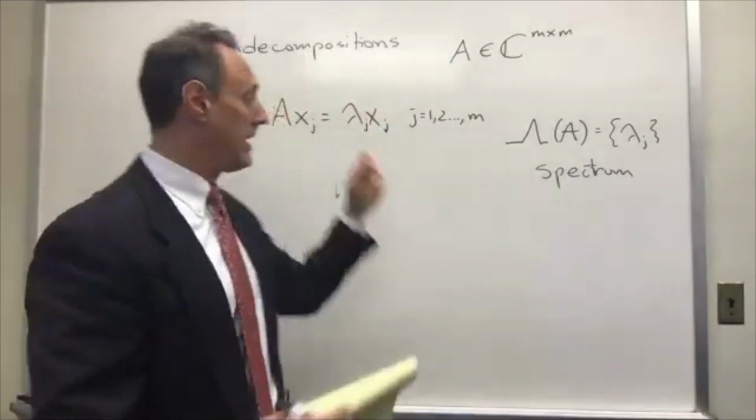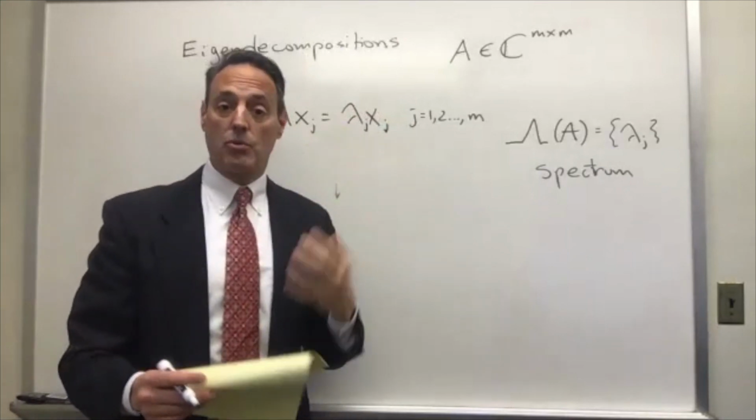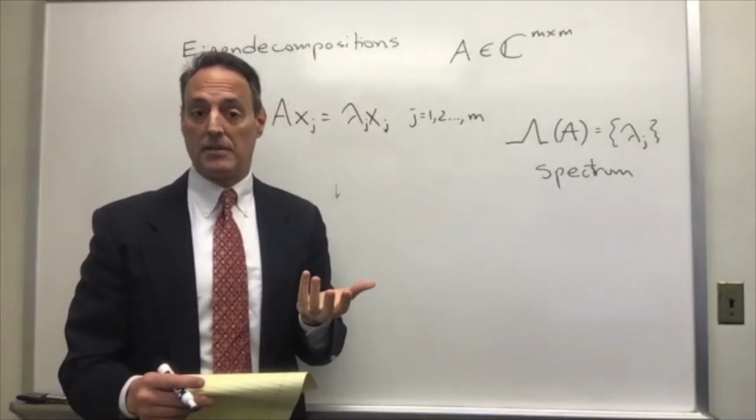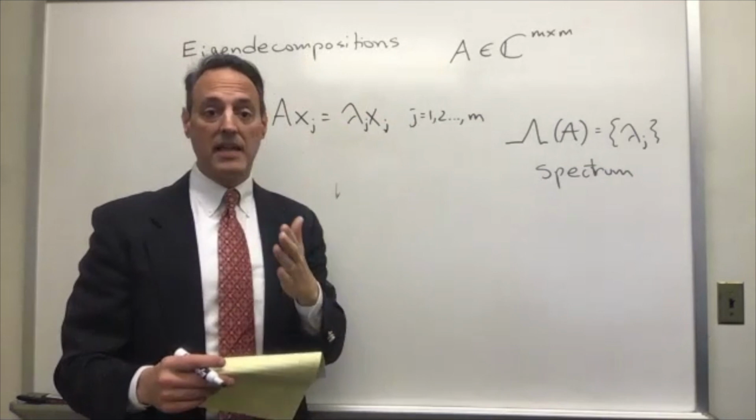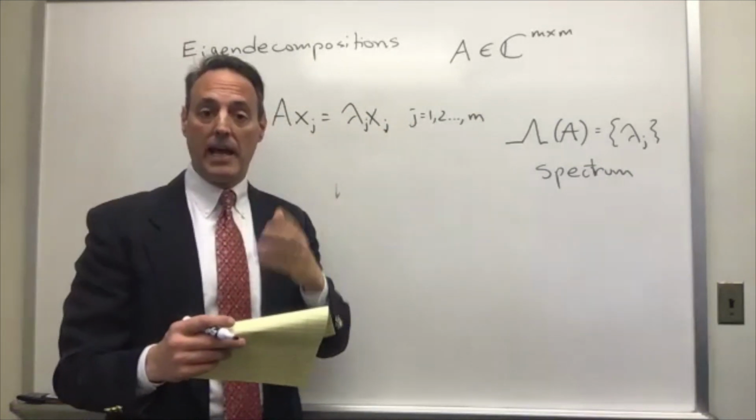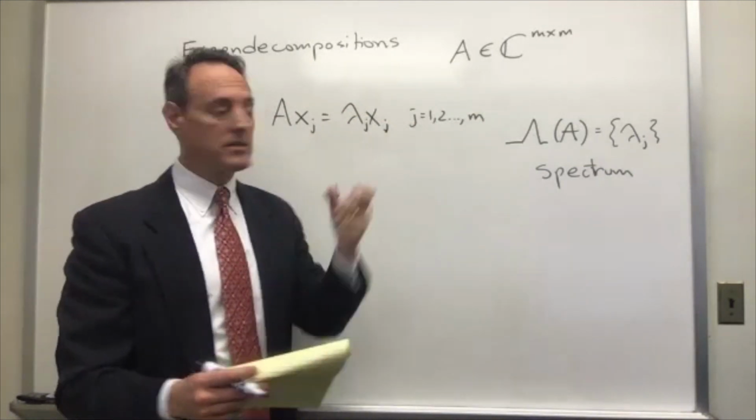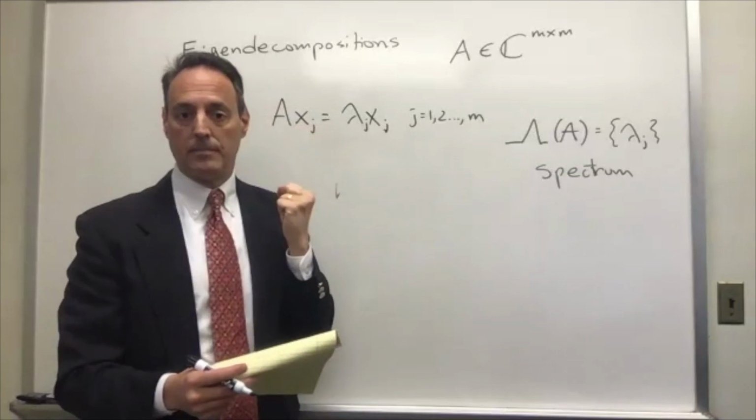One way to think about it, each one of these x of j is what's called an invariant subspace. In other words, if I'm in that subspace and I hit it by A, I stay in that subspace that's spanned by that x of j.